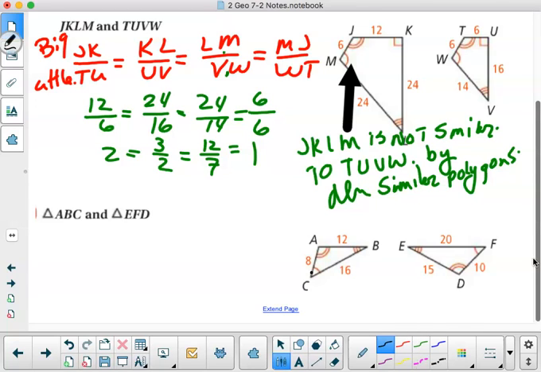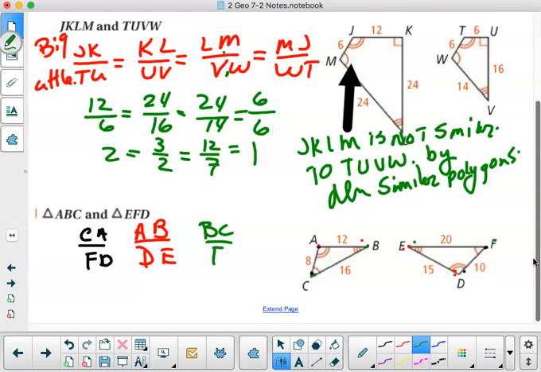I've got a single to a double. Single to a double. I got CA, single to a double, FD. That's one relationship. I've got a double to a triple, AB, notice I'm staying with one side up top, and I've got the double to a triple, DE. And now I've got my triple to a single, BC, triple to a single, EF.